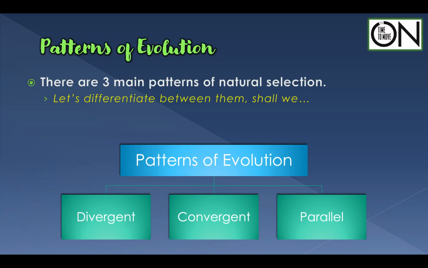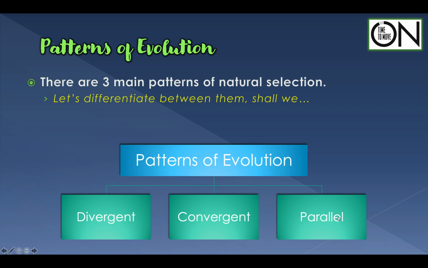So today we actually have a pretty short little lecture. I just want to talk about the 3 main patterns that we see with natural selection. So how do populations change over time? That's what we're looking at today. There are 3 basic patterns. There's something called divergent evolution, convergent evolution, and parallel evolution.